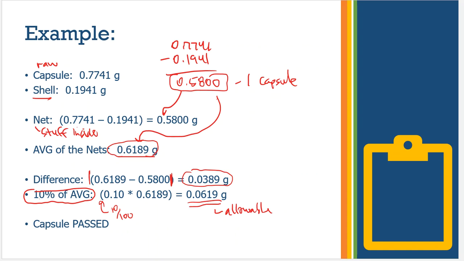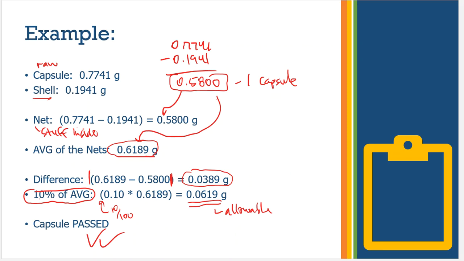So the difference here is 0.0389. The threshold was 0.0619. And that means ding, ding, ding, the capsule passes because my difference is less than 10% of the average. That's how we make the judgment calls with part 2.